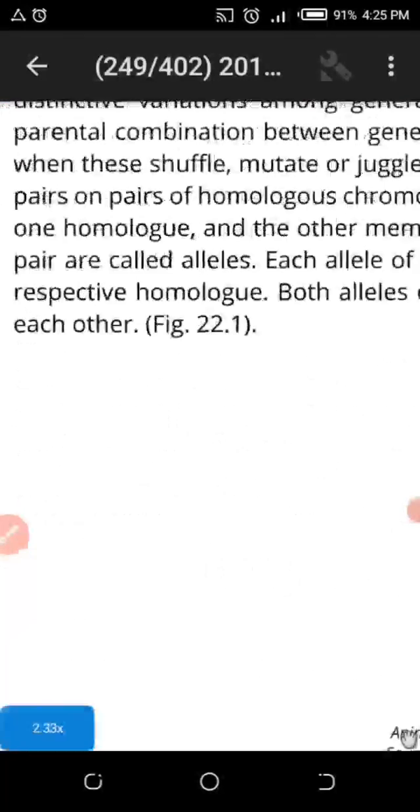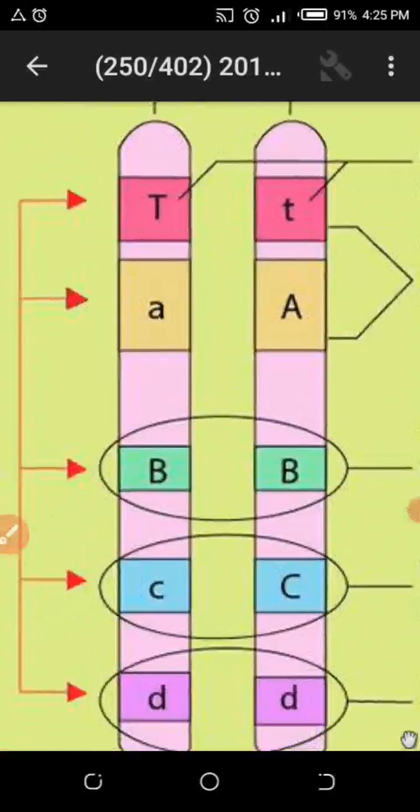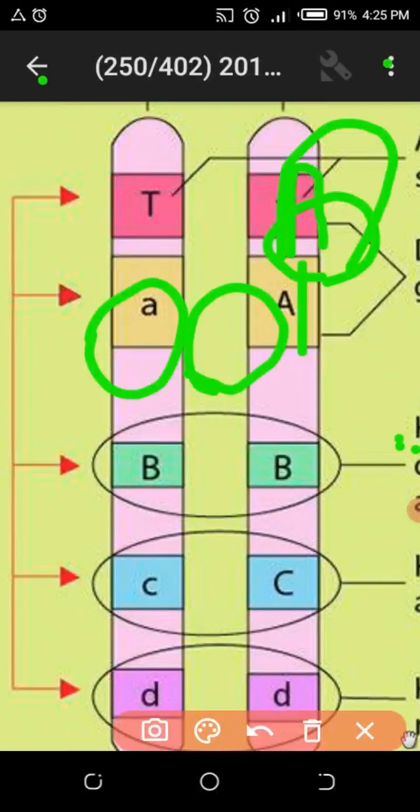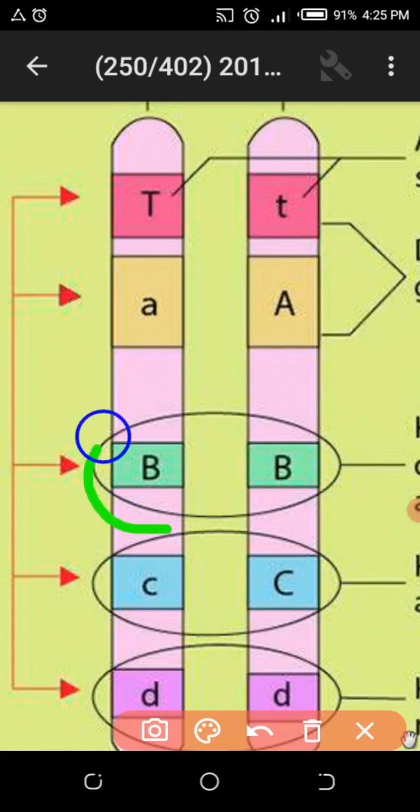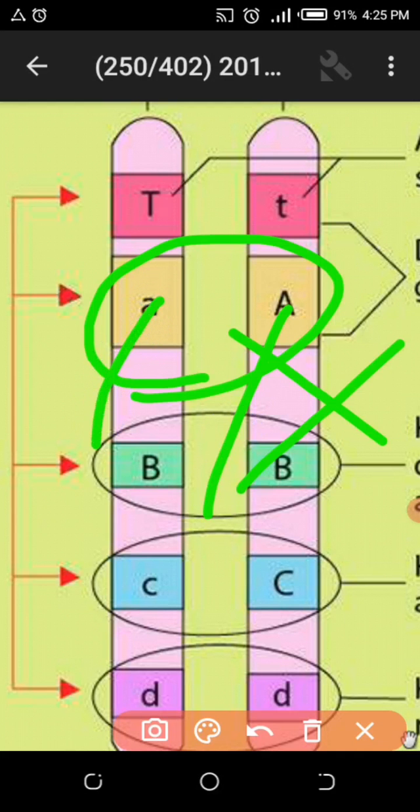Genes control character in the form of pairs, and in homologous chromosomes you can see how the genes are allocated. If the genes are the same, that is called a homozygous condition. If the genes are different in the homologous chromosomes, the positions at which the genes are allocated on the chromosomes are loci. So this is the heterozygous condition, and this is the homozygous condition. One gene is dominant, whose character appears, and one gene is recessive, whose character does not appear.